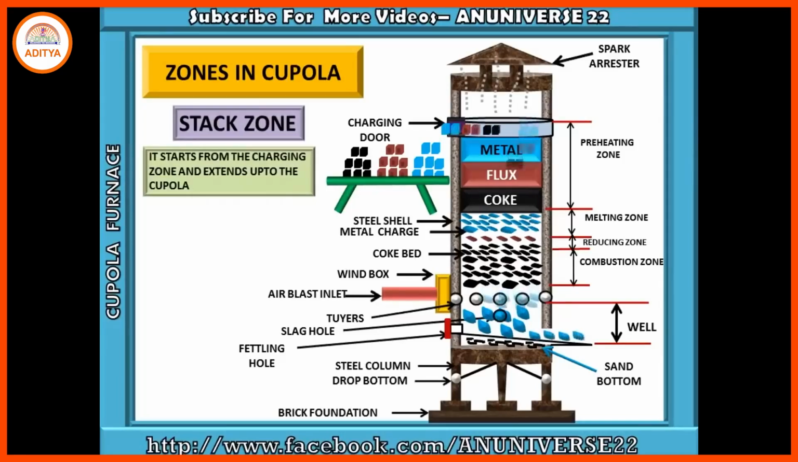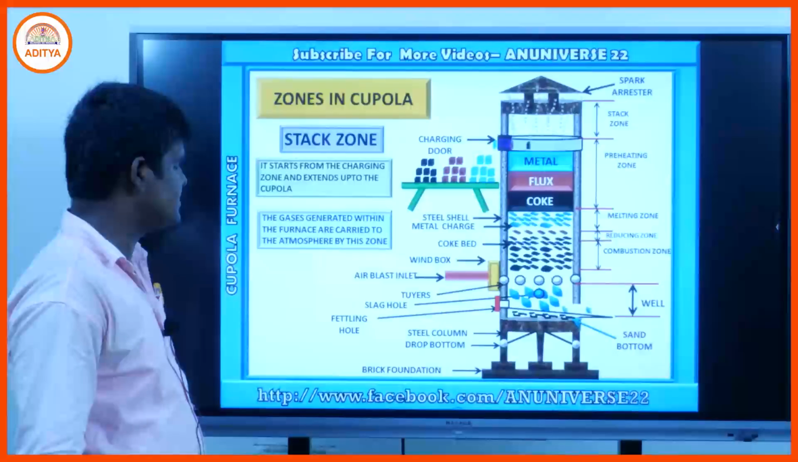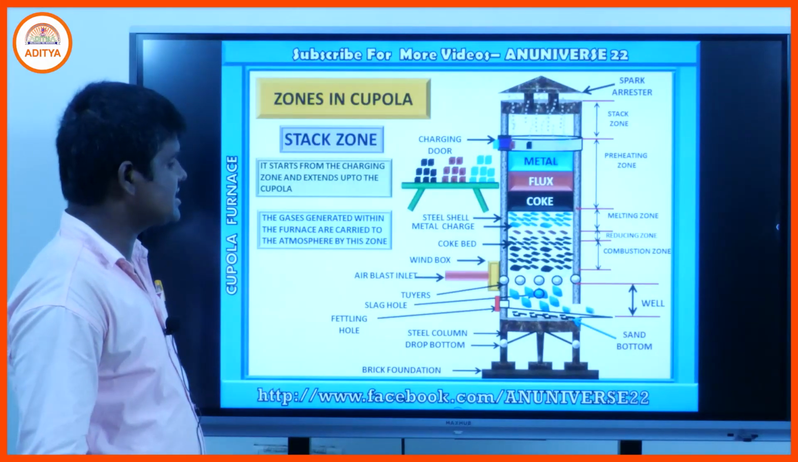Stack zone. In that particular zone, what happens? The stack zone extends up to the spark arrestor. Hot gases go out through the spark arrestor to the atmosphere. The gases generated within the furnace are carried to the atmosphere through this zone. That is the spark arrestor.